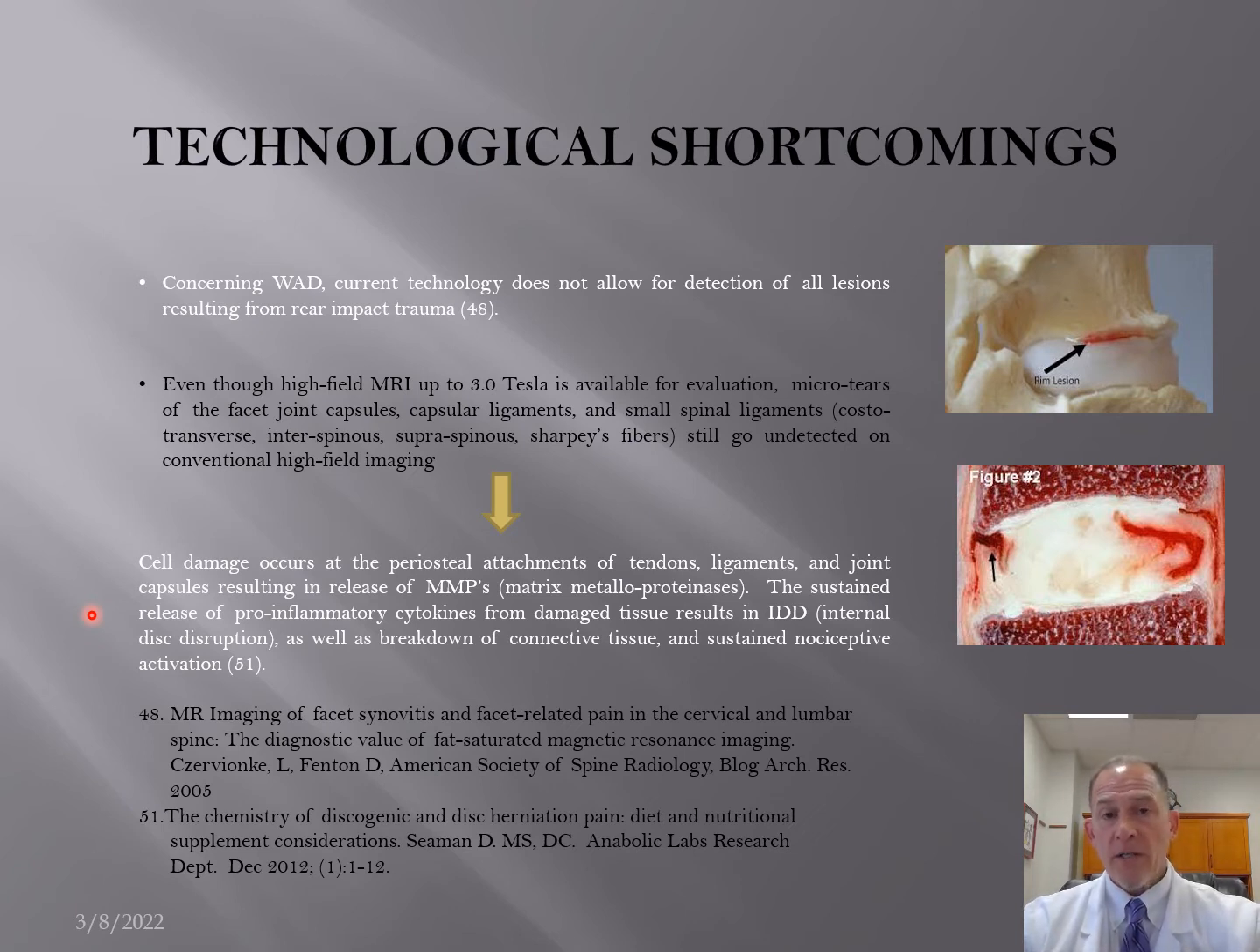Well, you've heard of cytokines with COVID-19, the cytokine storm in the lungs. This is basically the release of chemicals that are the result of inflammation. So we have this with tissue damage also in our spine. And the sustained release of these pro-inflammatory chemicals as well as the breakdown proteins is what results in the disc herniating.